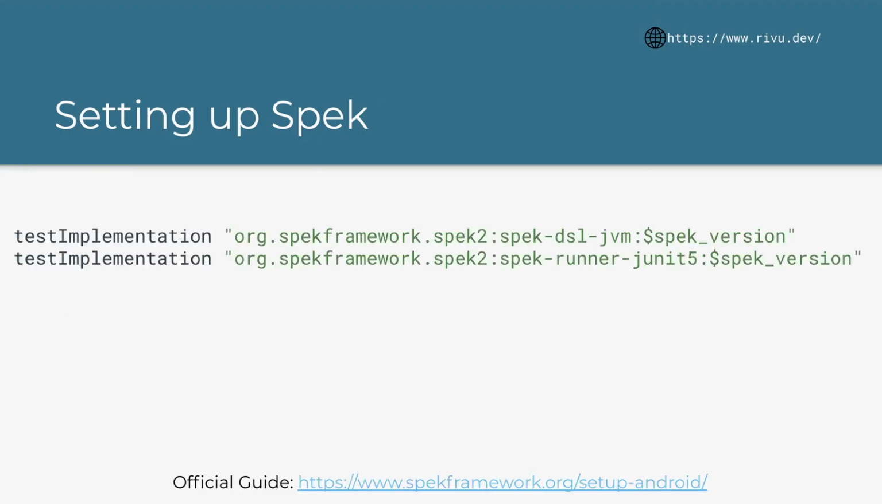And then in the dependency section of your app level, or module level, you can add these lines, basically Spek Android Runner, Spek Runner JUnit 5 and Spek DSL JVM. And you can basically follow the spekframework.org for the official setup guide.